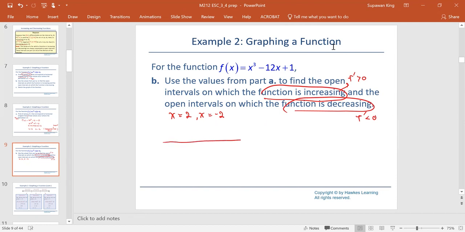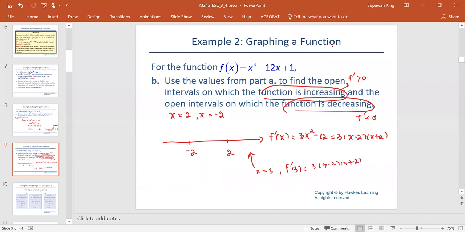Draw the real number line. Locate the numbers negative 2 and positive 2. And we're going to identify the sign of f prime. Recall f prime is 3x squared minus 12, or 3 times x minus 2 times x plus 2. Pick a number on the right side of 2, for example, x equals 3. The f prime at 3 will be 3 times 3 minus 2 times 3 plus 2. That will turn out positive in sign, or greater than 0.